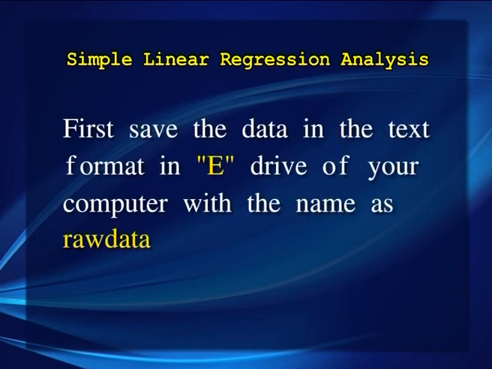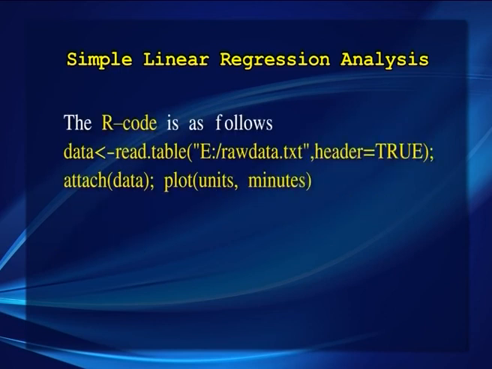First, save the data in text format in the E drive of your computer with the name rawdata. The R code is as follows. data <- read.table("E:\\rawdata.txt", header = TRUE); Then use the command attach(data); plot(units, minutes).